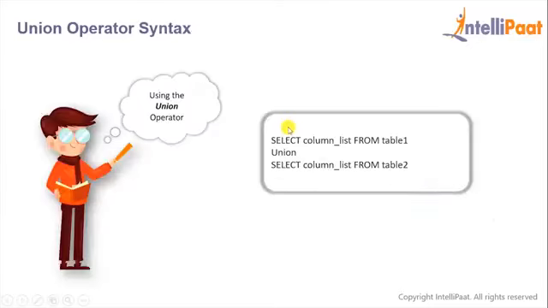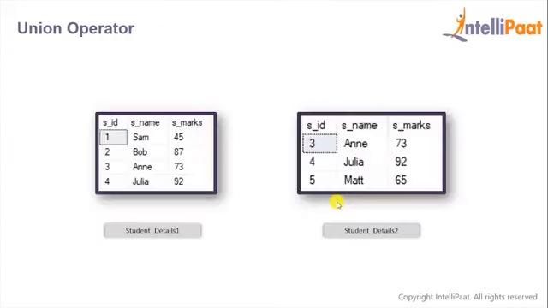And this is the syntax for the union operator. We'll give the first select statement. After that, we'll give the union operator, following which we'll give the second select statement. Now, you also need to keep in mind that the number and order of columns must be the same in both the select queries. And we'll be implementing the union operator on these two tables.